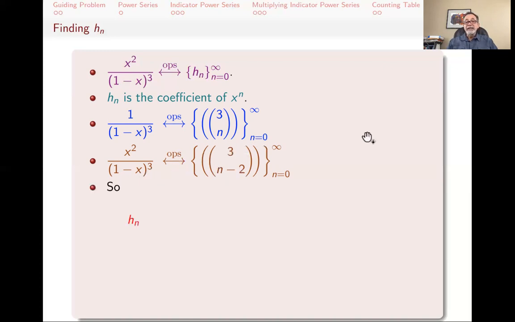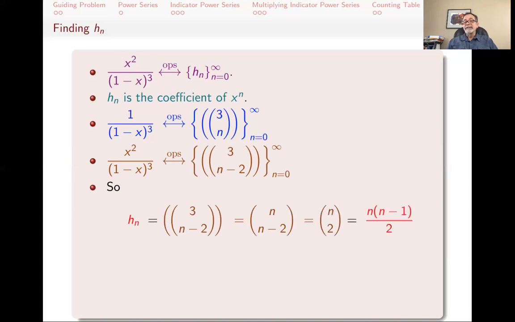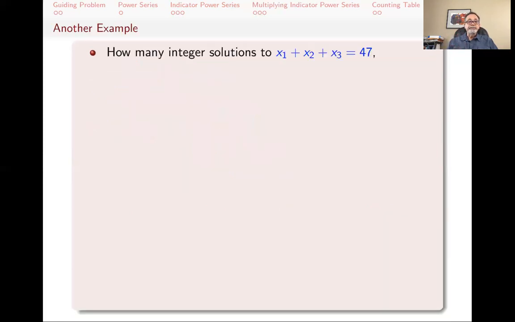And so Hn is 3 multi-choose n minus 2, or n choose n minus 2, or n choose 2, or n times n minus 1 over 2. And in particular, H47 is 1,081. So there's 1,081 baskets of fruit we can make with those conditions.